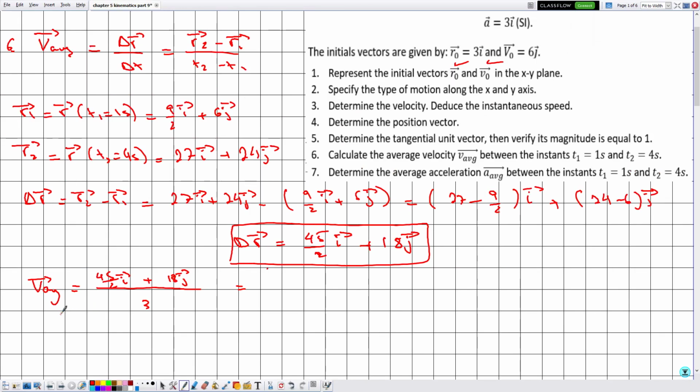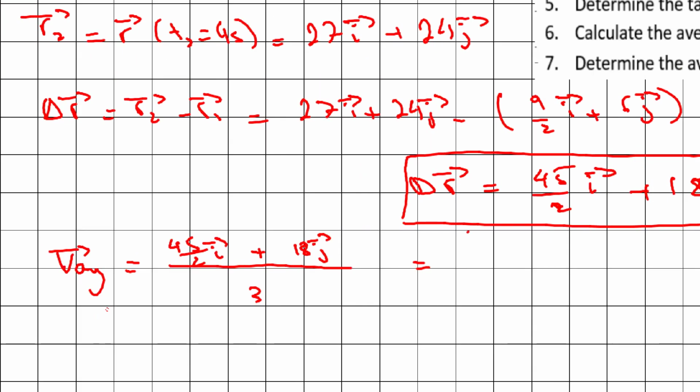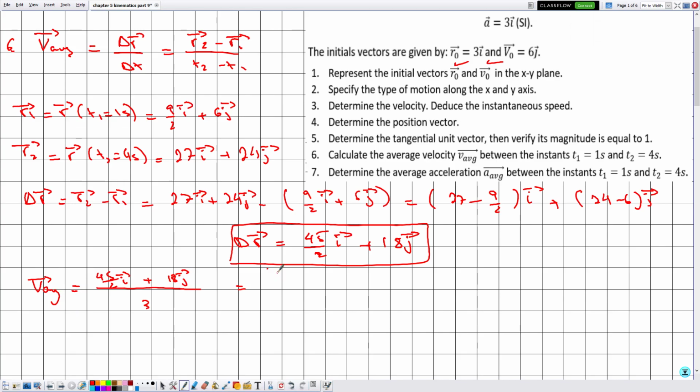So now this is a vector definition. Vectors must exist on the left and on the right. So 45 over 2 divided by 3 multiplied by the unit vector i plus 18 over 3 multiplied by the unit vector j. Then 45 divided by 2 divided by 3 is equal to 15 over 2, because this is an irreducible fraction, multiplied by the unit vector i, and 18 divided by 3 is equal to 6j. Then the average velocity between the two instances that are being specified is given by 15 over 2 i plus 6j.